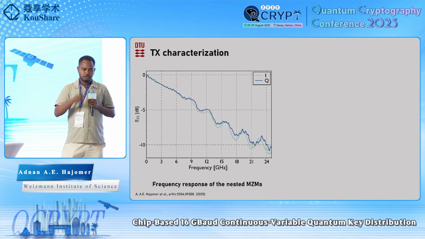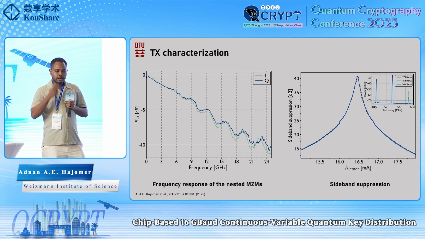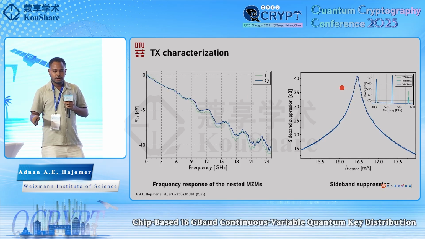And here is some characterization of the system. The modulator provides a 3 dB bandwidth of around 7 gigahertz. We can also see that the frequency responses of the two Mach-Zehnder modulators are more or less similar, which is quite good. The second thing we look at is the sideband suppression, which is quite important for a CVQKD system. Here we investigate the sideband suppression by tuning the last Mach-Zehnder interferometer so that we introduce amplitude imbalance between I and Q. The best sideband suppression we can get here is about 40 dB.